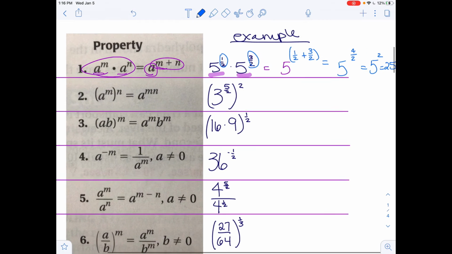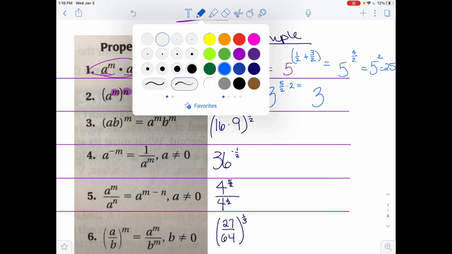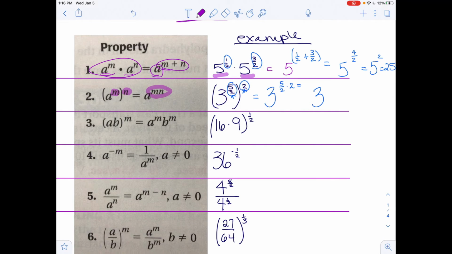All right, next one. We're going to go ahead and look at this one. When we've got a power to a power, remember that we simply just multiply them. So again, we've got 3 to the power of 5 halves, all to the power of 2. So remember, when we've got a power to a power, we just multiply them. So we keep the base, take the exponents, and simply multiply them. So we got a 3. Now 5 over 2 times 2 is like saying times 2 over 1. These can cross cancel, so we're left with an exponent of 5.